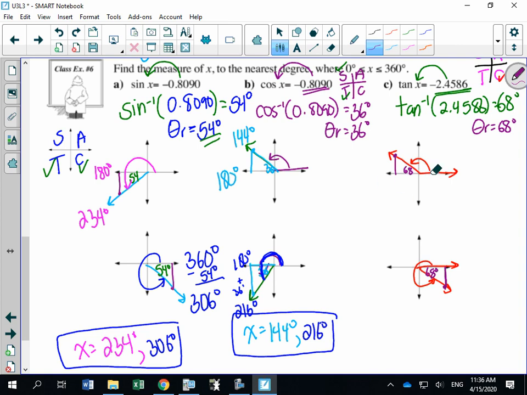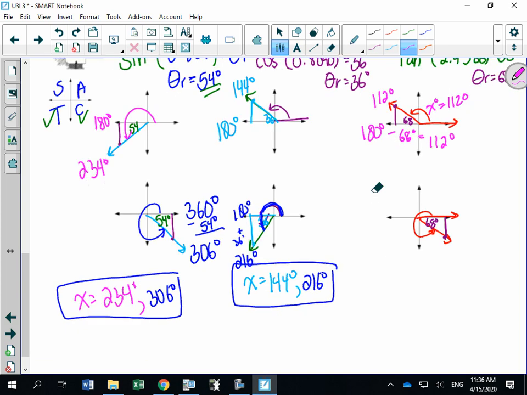So my first solution to figure out what x would be, so this angle here, 180 degrees minus 68 degrees. And if you do 180 minus 68 degrees, you should get 112 degrees. So that angle there, angle x is 112 degrees. So my first solution.